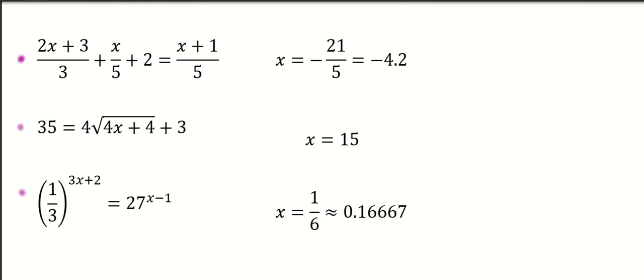And as promised, here are the answers to the three questions I posed at the beginning of today. It gives you an opportunity to check your work. My preference is always having answers that are expressed as reduced fractions and not even mixed numbers. I prefer improper fractions. So negative 21 fifths and 1/6 are fabulous. And then for 35, the answer was 15.